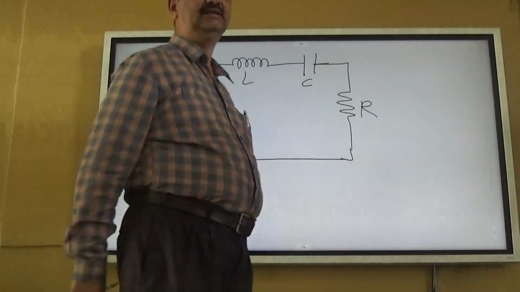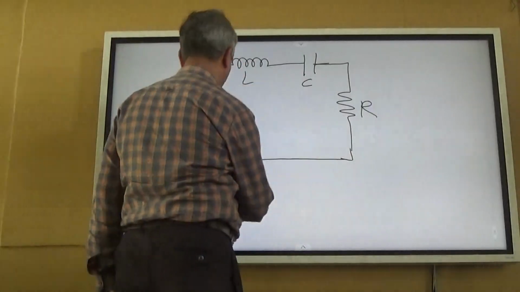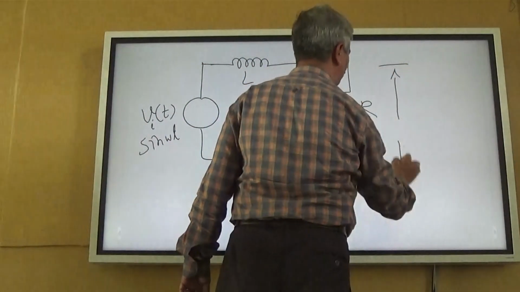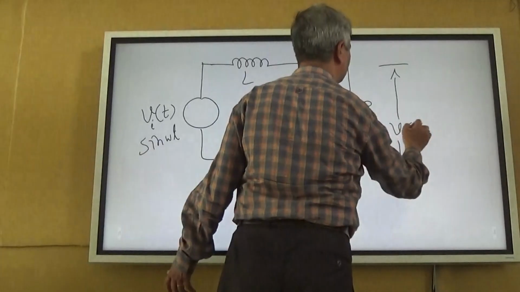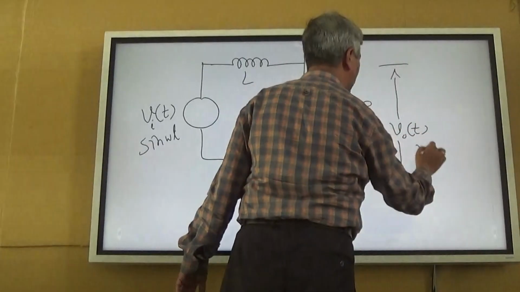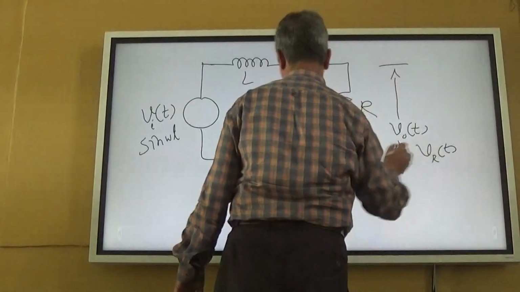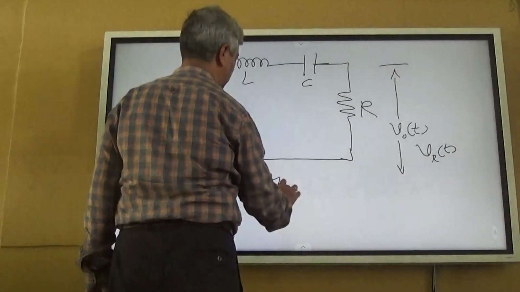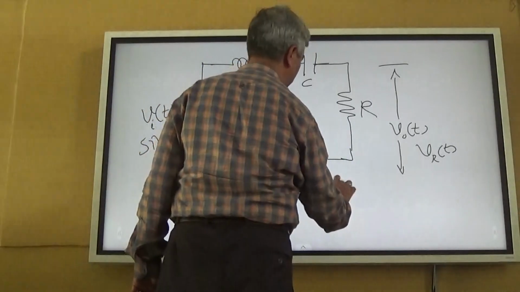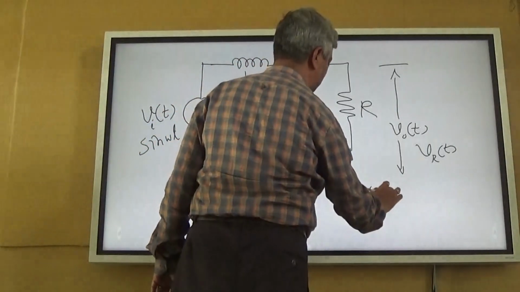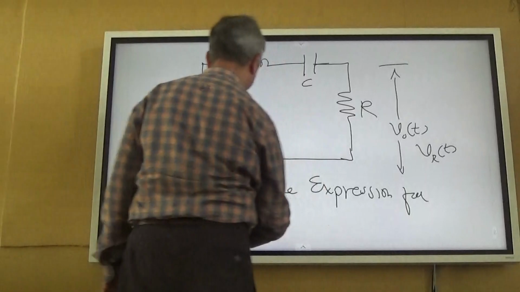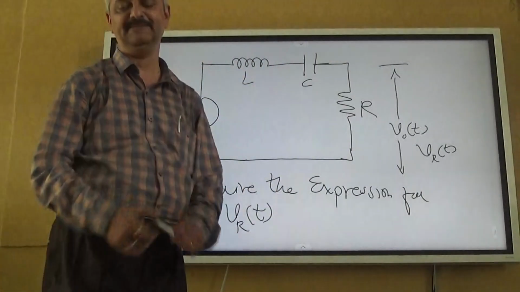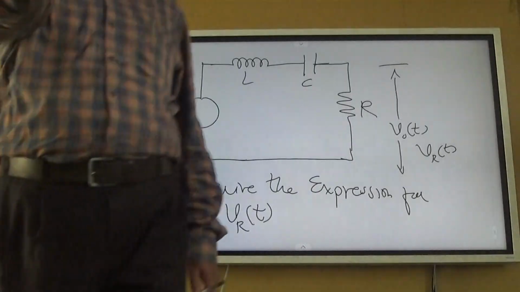So now derive the expression for VRT or VOT, either way. Derive the expression for VRT. So you take 5 minutes so that I will stop recording.